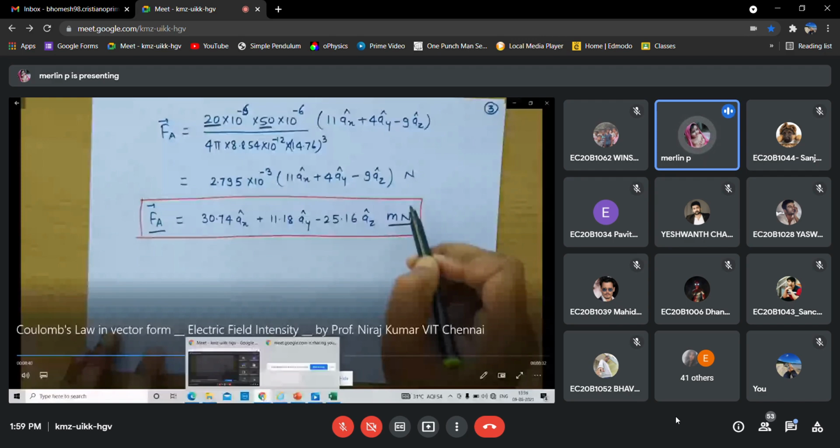Sometimes they won't give the magnitude. Okay, RAB itself they'll give. So if they give it without any vector notations, it means you have to calculate the magnitude. Just like that, if they give RAB, you should calculate the magnitude. For that, you have to take the square root and square the coefficients inside. Okay.